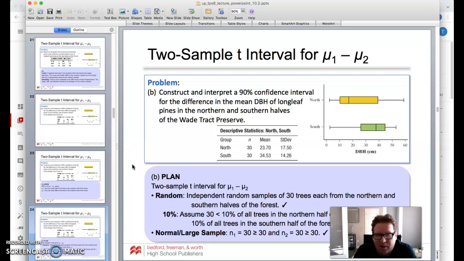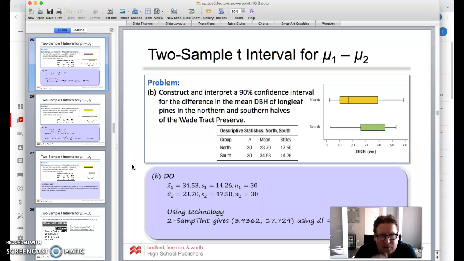The random condition: it's an independent random sample of 30 trees. 10%: 30, I would assume, is less than that. And then the normal/large sample condition: since we're at 30, that's our cutoff. So as long as we're at 30, we're okay. So it looks like all of our conditions are met to go forward. So we're going to do it.